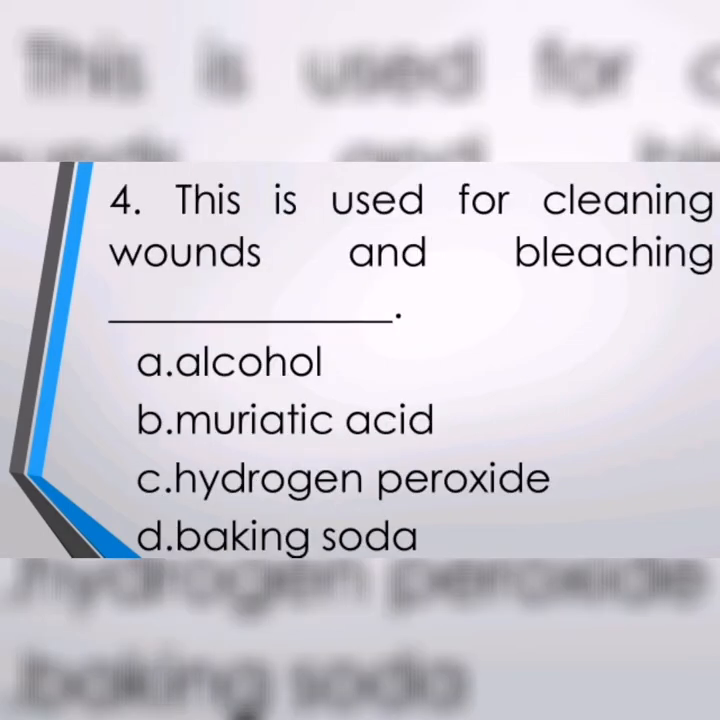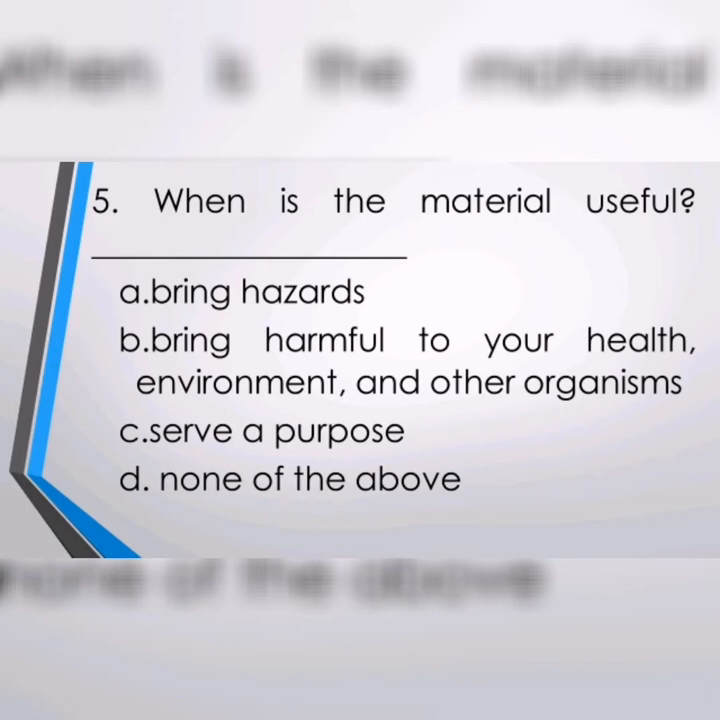Four. This is used for cleaning wounds and bleaching. A. Alcohol. B. Muriatic acid. C. Hydrogen peroxide. D. Baking soda. 5. When is the material useful? A. Bring hazards. B. Bring harm to your health, environment, and other organisms. C. Serve a purpose. D. None of the above.